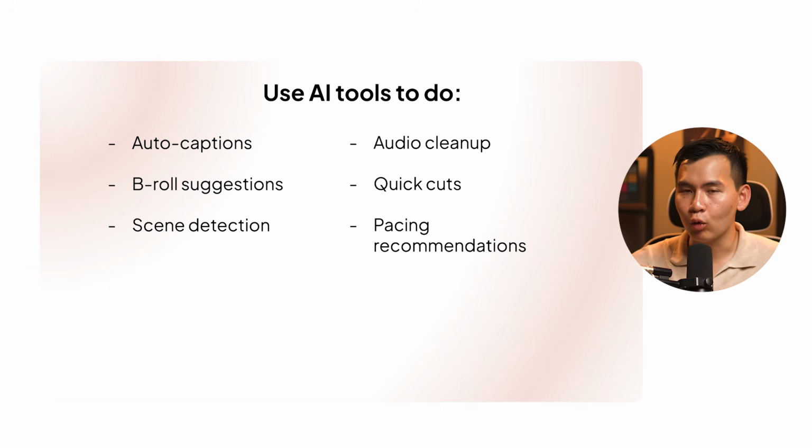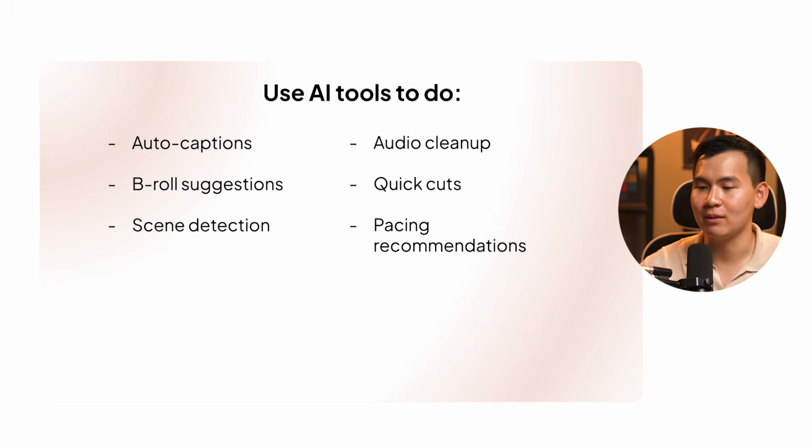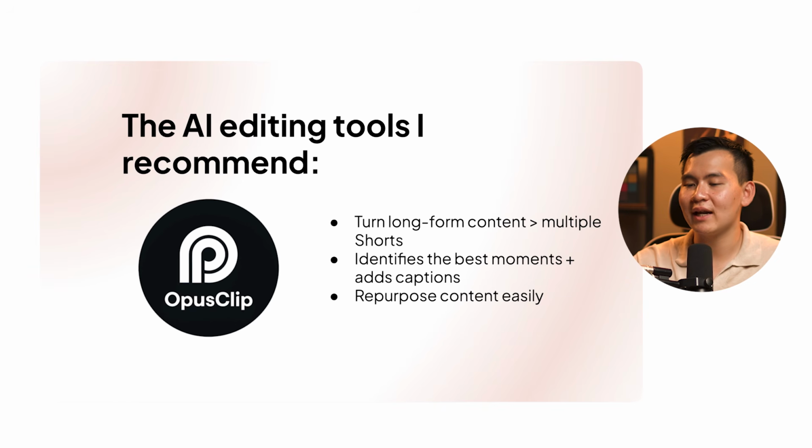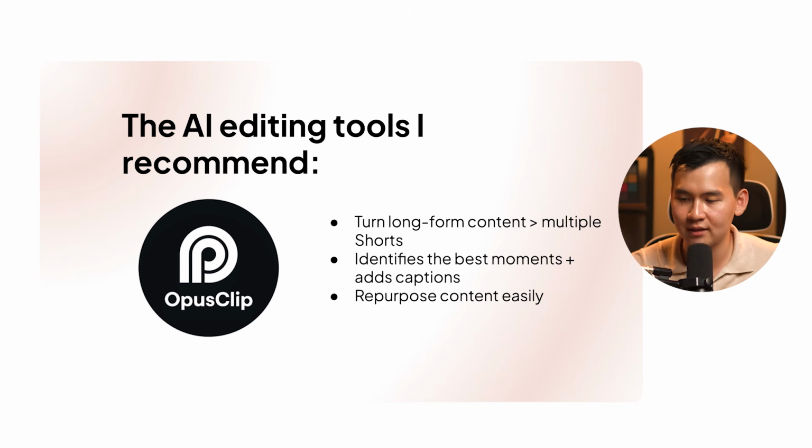So AI tools, in this very case for editing videos, can be used for auto captions, B-roll suggestions, scene detection, audio cleanup, quick cuts, and pacing recommendations, right? Tools these days are able to do this super efficiently, but they're not able to edit the full video. Tools that I like to use are stuff like Opus Clip. Opus Clip can very easily turn long form content into multiple short form content, identify the best moments plus add captions, and it will help you repurpose your content easily.